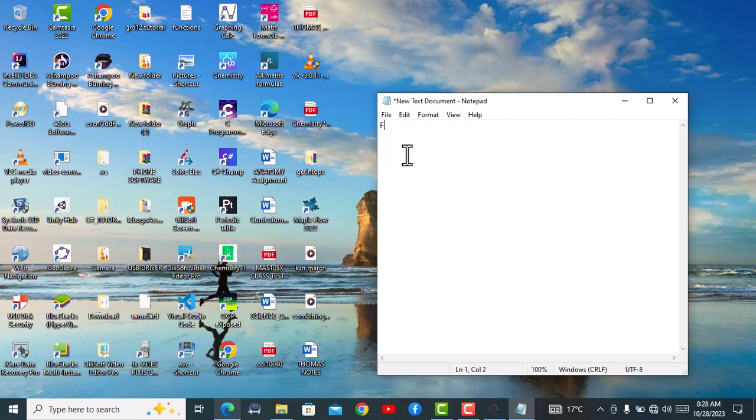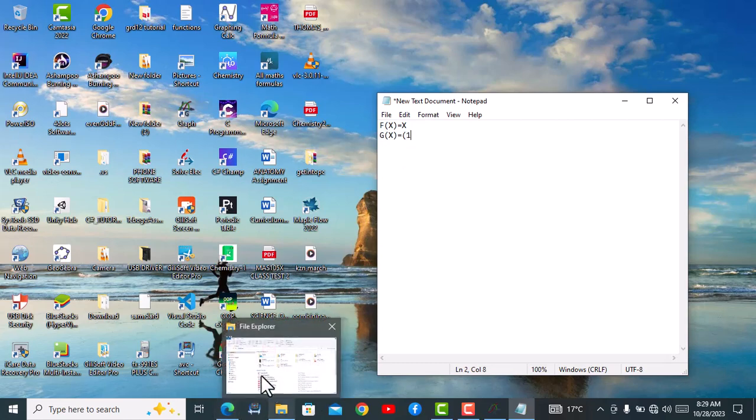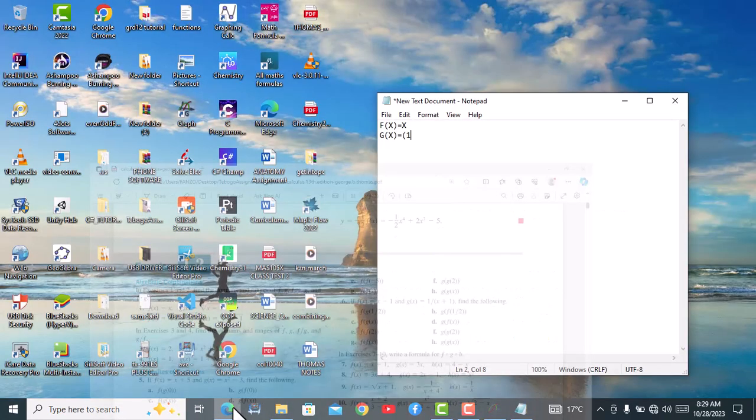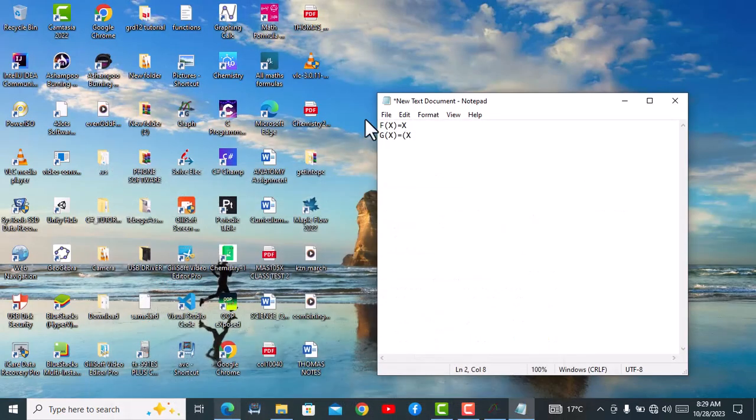I know that f(x) is equal to x, and g(x) is equal to... is it 1 plus x? It's x minus 1. So I have (x minus 1) to the exponent of 0.5. I have these two functions.